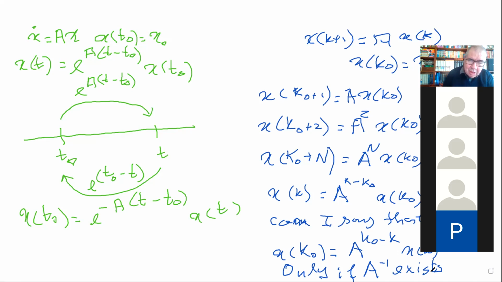And what is the transition matrix in discrete time? It is the power. In continuous time it is the exponential, but in discrete time it is the power. The exponential is always invertible, but the power is not always invertible. Depends. Can I go along?